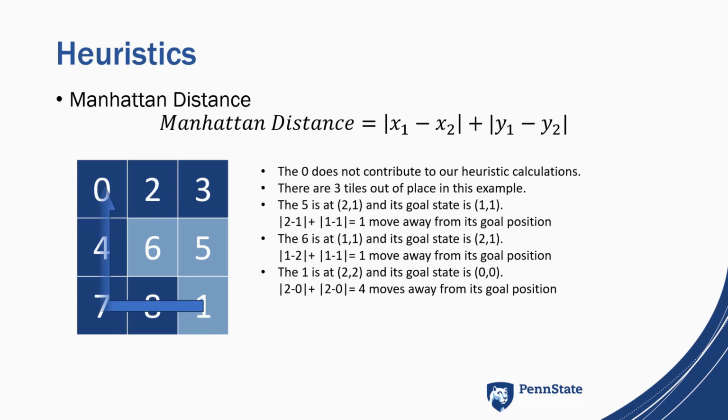The 1 tile is the furthest away from its goal state. Here, we can see that we must move 2 spaces to the left and 2 spaces up to reach our goal state. This tile is 4 moves from its goal state. The Manhattan distance for this example is adding all of these together to get 6.